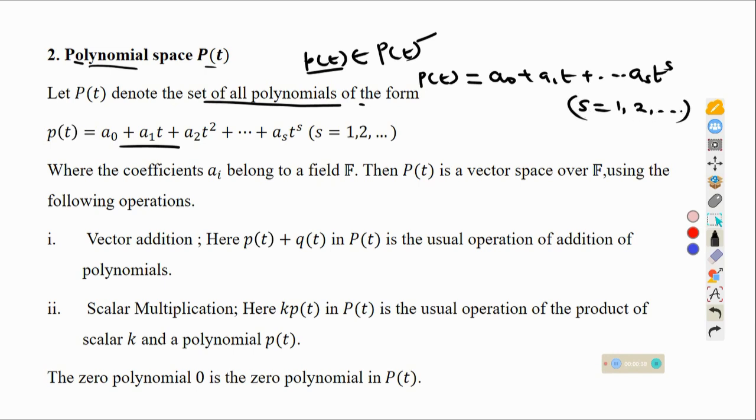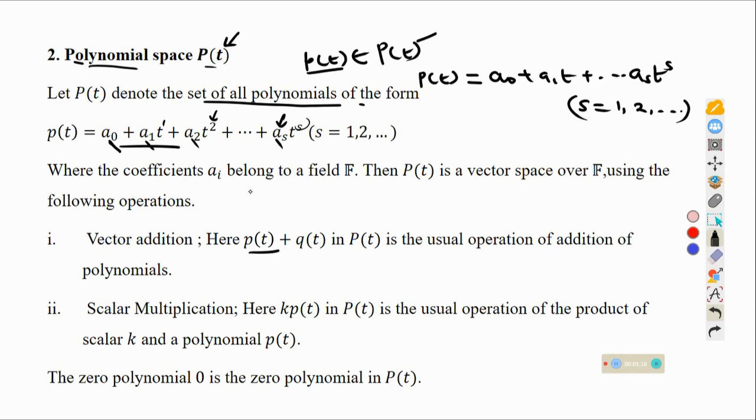Now, for this given set, we are majorly interested in how we add the vectors and how we deal with the scalar multiplication of vectors within this set. Given a polynomial p(t) with a0, a1, a2 up to as, these are what we call the coefficients, and these are the degrees: degree 1, degree 2, up to degree s. So P(t) is a vector space over a field F when we use the following operations.